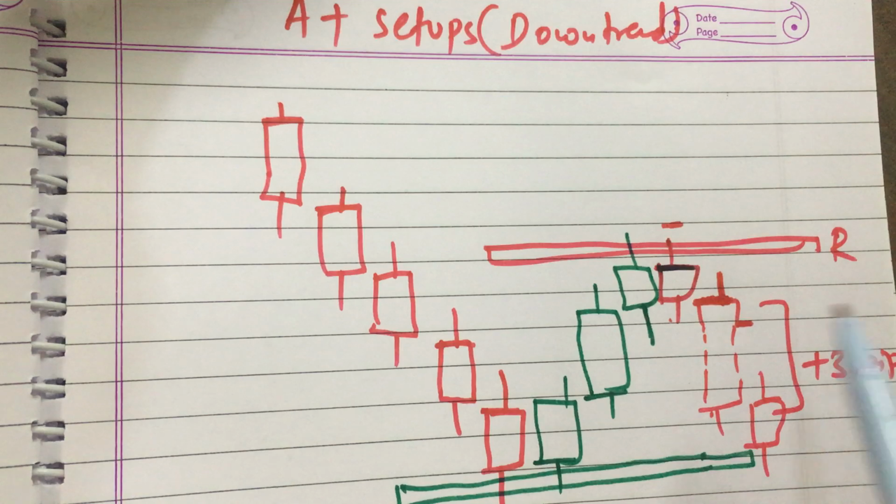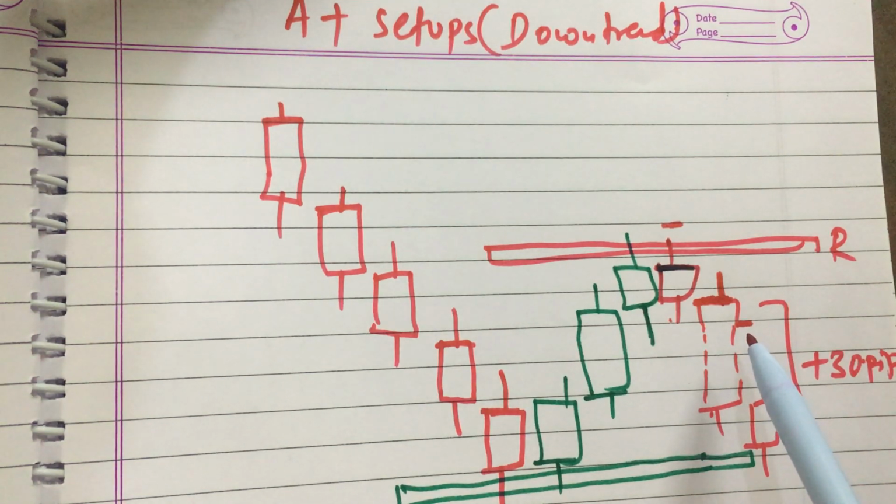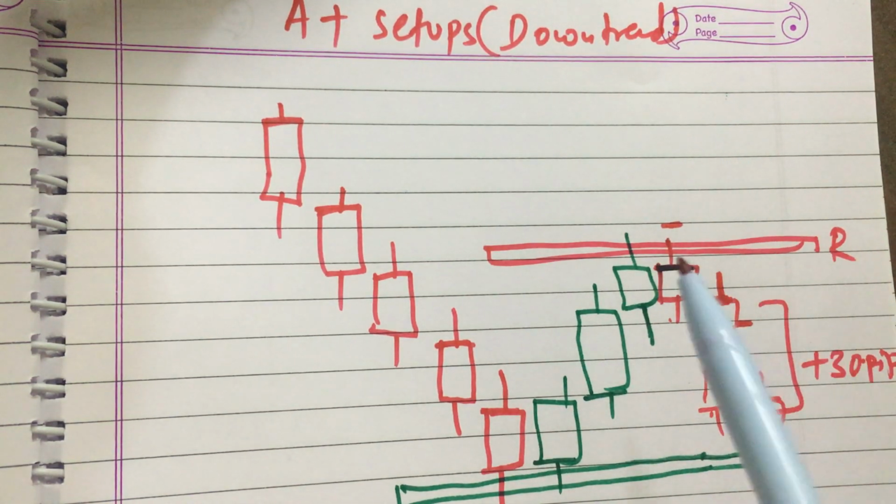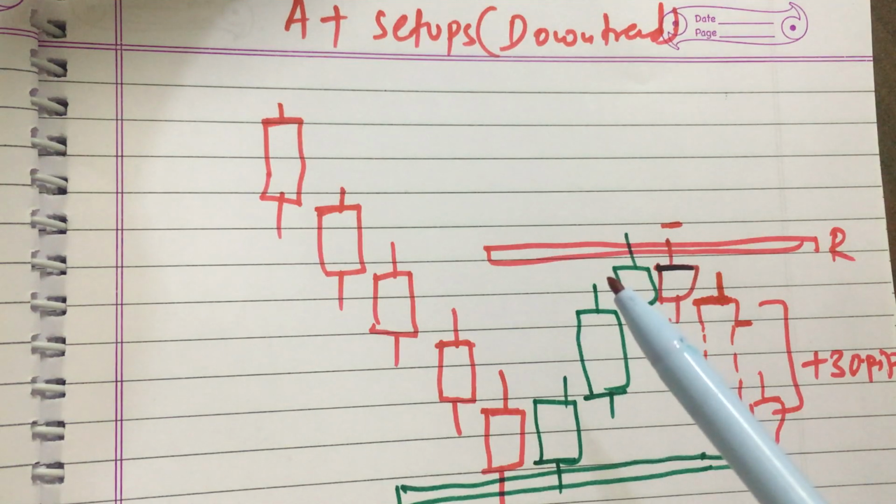How many times have you seen exactly the same patterns and seen people making money many times? This is the perfect A plus setup. For this, the market should fulfill some conditions.